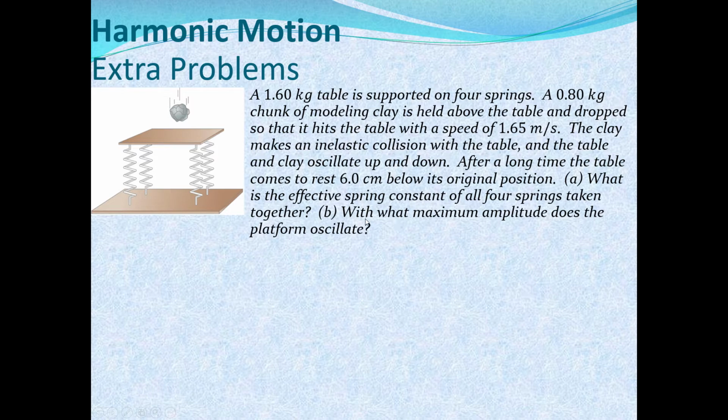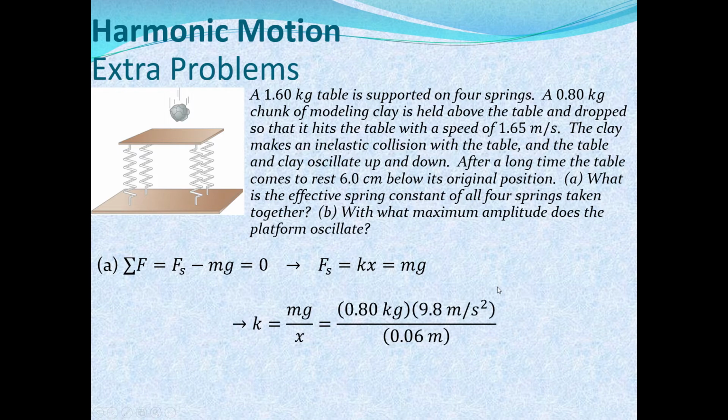So in the first part where they want to know the effective spring constant of all four springs, it's really straightforward. We actually just consider it as if there really was just one spring. So we do what we would normally do if this was a single spring setup. Set the spring force equal to the weight of the object. Isolate the spring constant and plug in the numbers that we know, and we get our spring constant of 130 newtons per meter. So easy peasy.